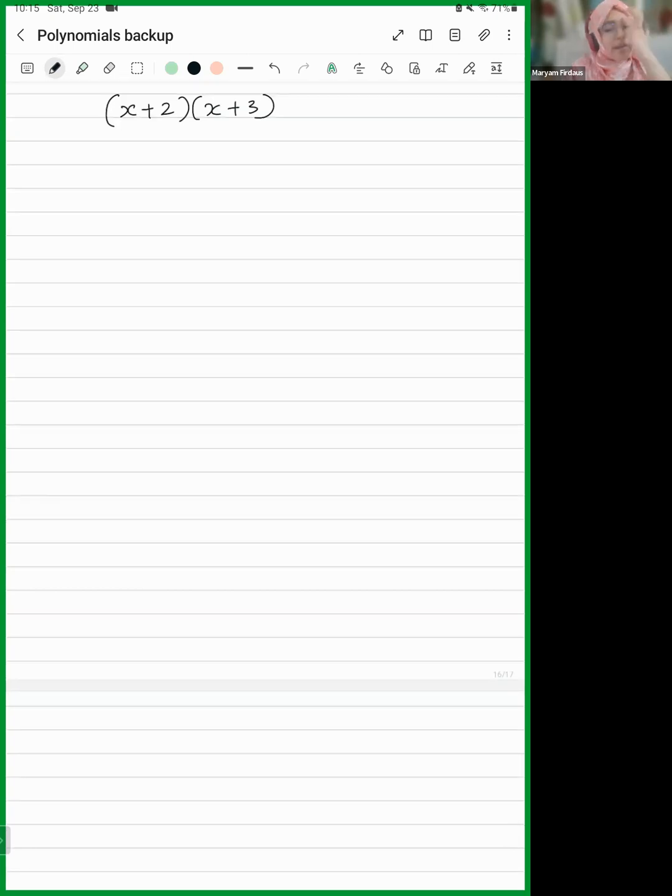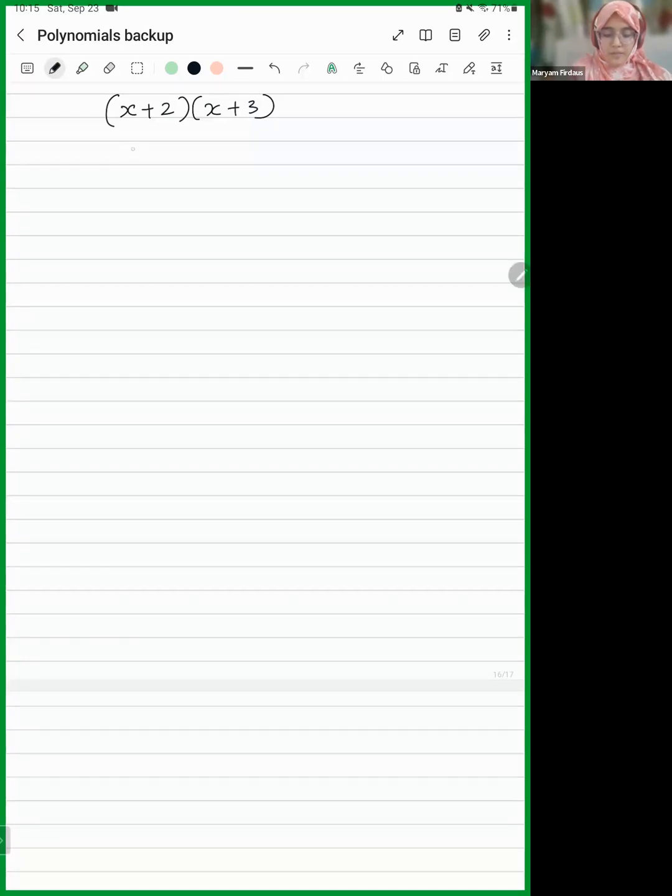(x plus 2) multiplied by (x plus 3). How do we do this? How do we multiply both of them? Are you aware of this or not? One second. Preshita, tell us how to do this step by step.